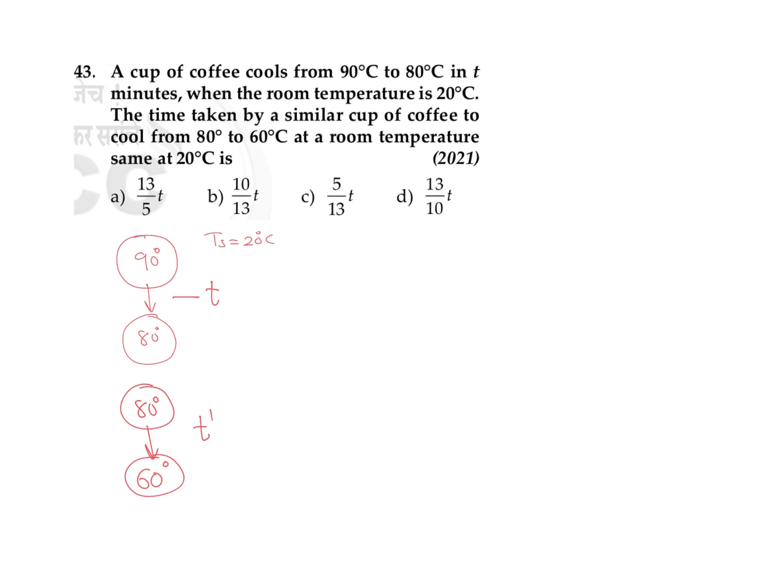Now we are going to use Newton's law of cooling, that is dT divided by dt is equal to a constant into the temperature of the object minus the temperature of the surrounding, and we are going to use the average analysis of this Newton's law.